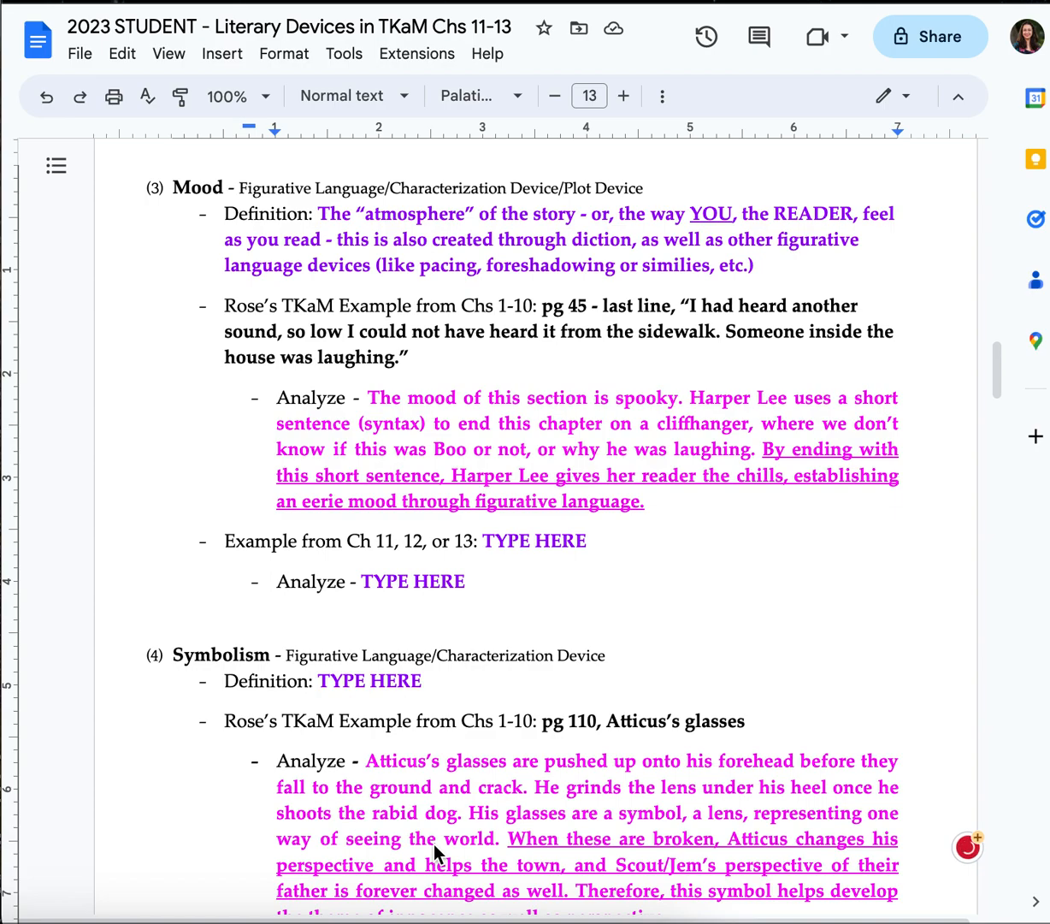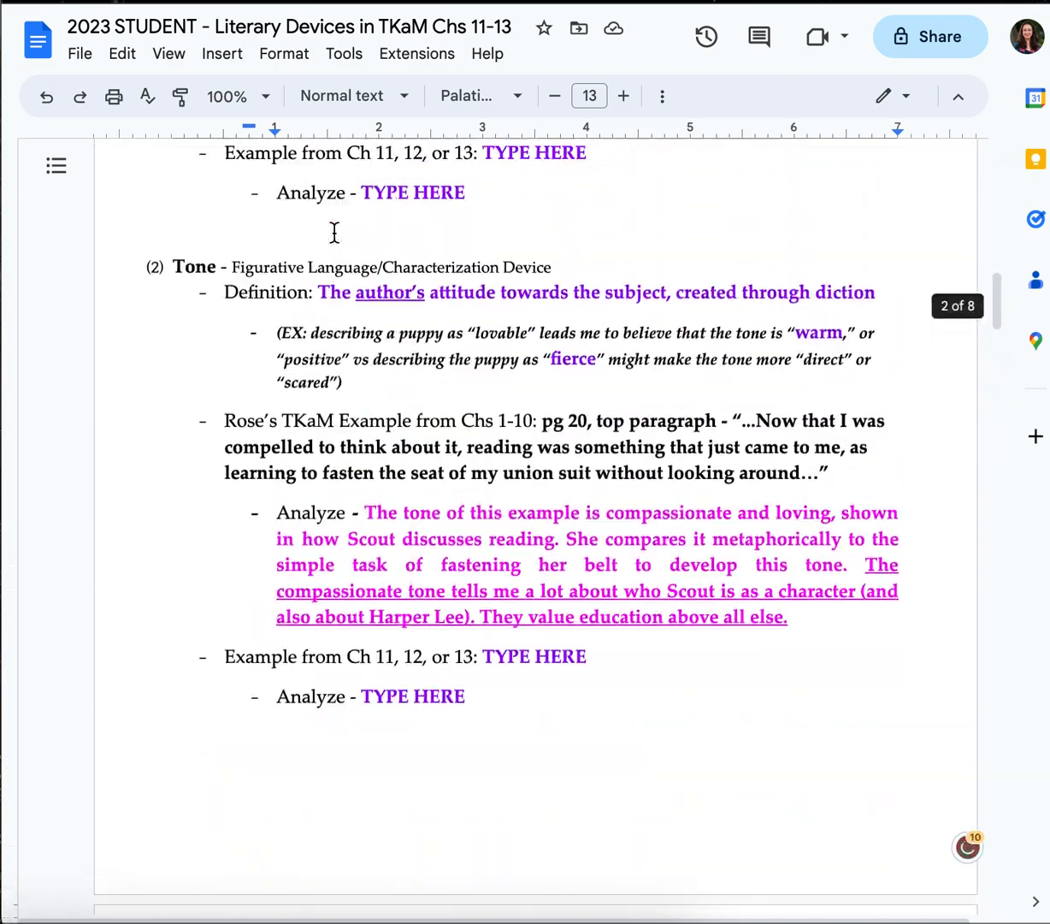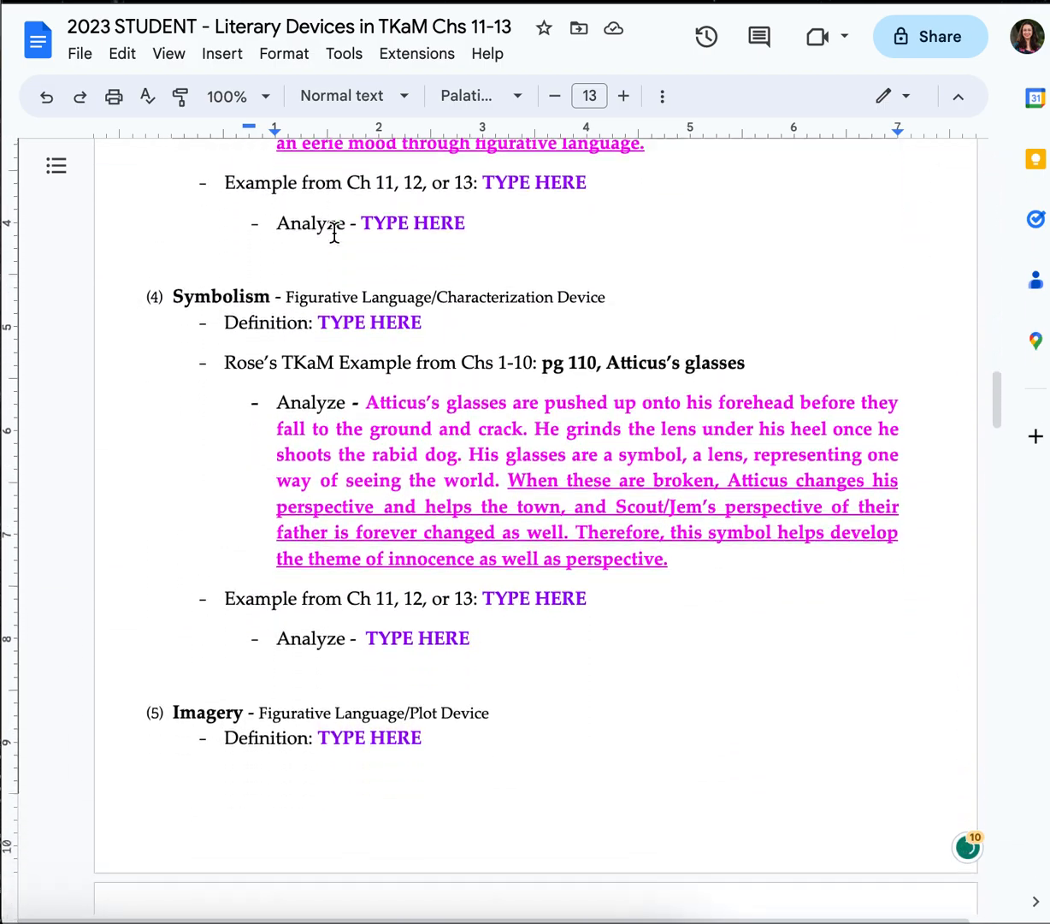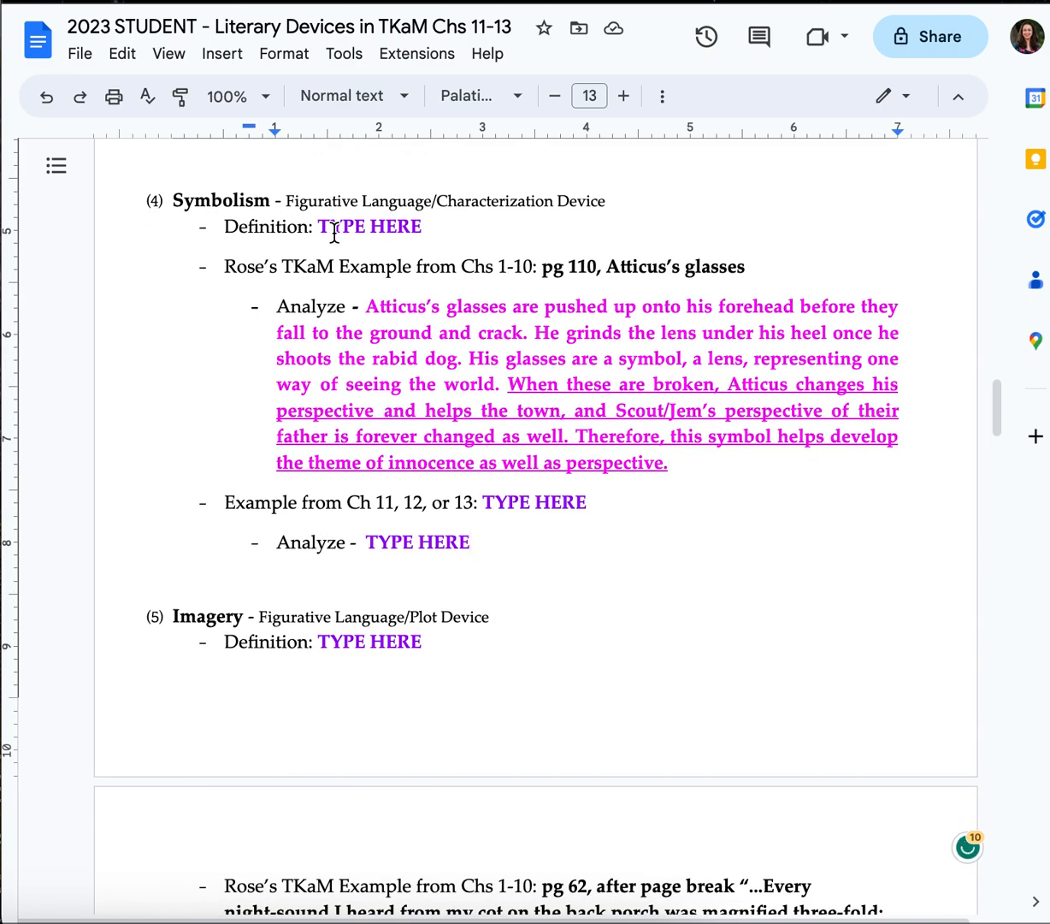Let's pick up right back where we started. Last video we finished notes on the first 3 literary devices that you'll be analyzing: diction, tone, and mood. But now we are moving on to think about symbolism in the novel. So again, I assume you are ready to go and take some notes. Let's get that definition for symbolism here.